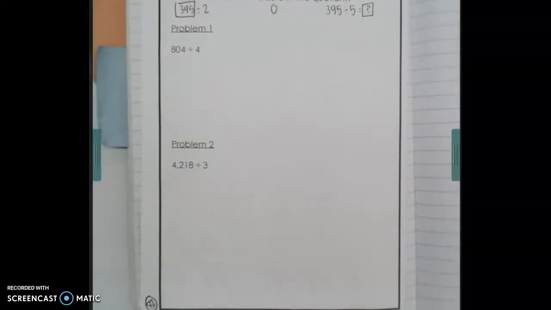We have 804 divided by 4. And remember, we're working towards standard algorithm, so we're going to be using standard algorithm today in our notes. If you think you know how to solve this, you can pause the video. This is going to be a really quick practice for what we're going to do in class tomorrow. So I'm going to take my 804 and put it in the house. I'm going to put my divisor 4 on the outside.